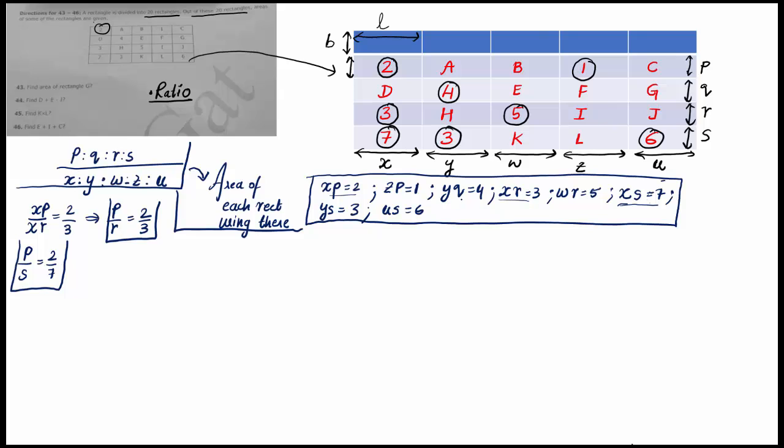yq is equal to 4. I need to retain either p or q or s. So yq, I need to retain q, so I need to take one value which is having y. So this yq is equal to 4 and this ys is equal to 3. By taking these ratios, q by s would be 4 by 3.